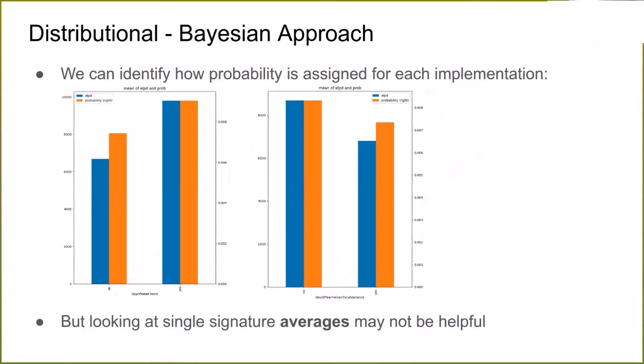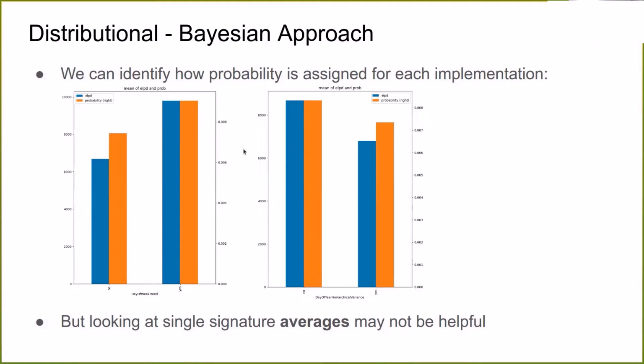Another cool thing that we can do with the model network distribution is identify how probability is assigned on a signature by signature basis. So for example, if you're interested in a specific signature, say day of week trend, and you want to see whether in general the implementation yes or the implementation no works better. Looking at this plot, it seems that on average, the average ELPD value of implementation yes tends to be higher. So the search algorithm allocated a higher amount of probability to models that contain the implementation yes as opposed to ones that don't have it.